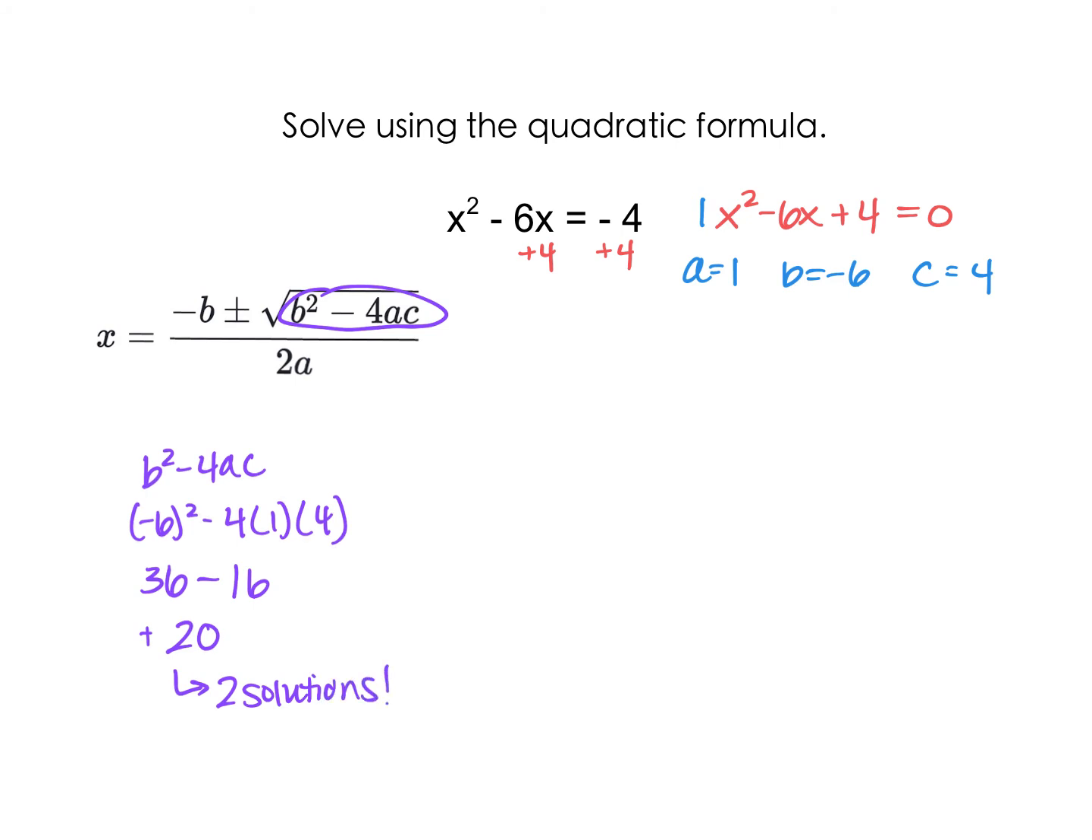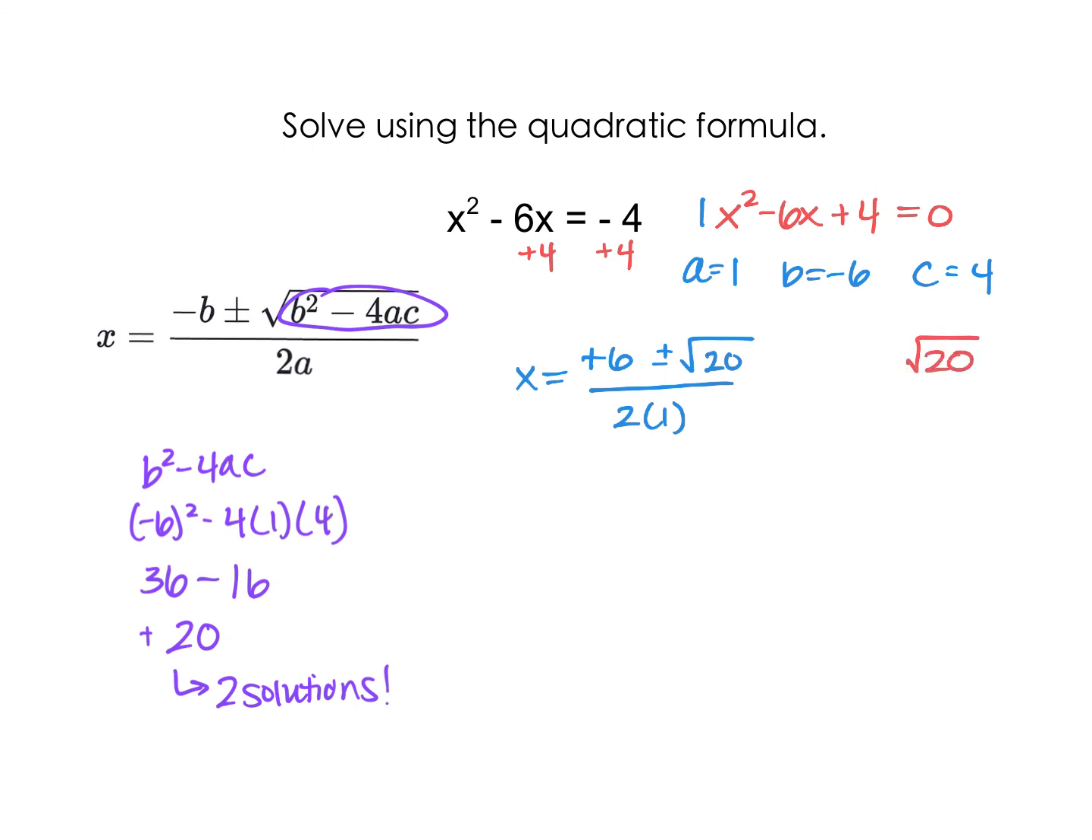To find those solutions, we're going to use the full quadratic formula. Setting up x is equal to the opposite of b, turns that into a positive 6, plus or minus the square root of the discriminant, 20, all over 2 times a. A little bit different this time is that our discriminant is not a perfect square. So I need to simplify that.